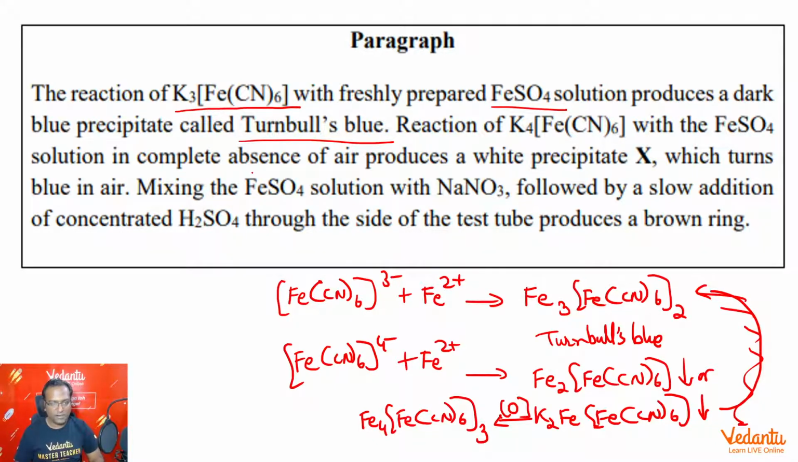Mixing the Fe2 plus with NaNO3 followed by slow addition of concentrated H2SO4 through the side of the test tube produces a brown ring. Absolutely correct.